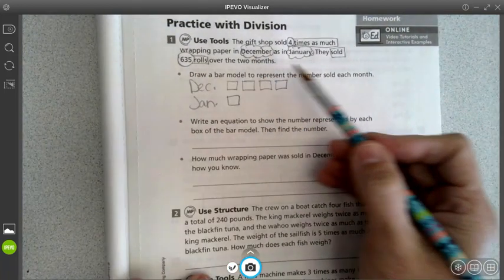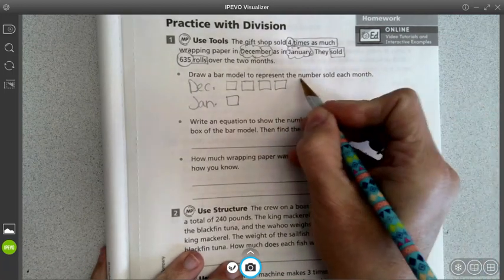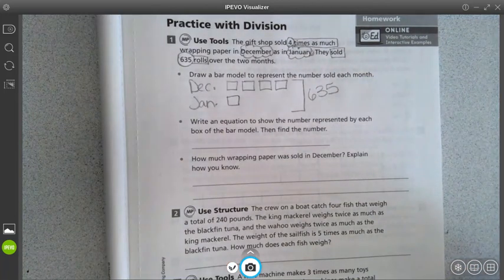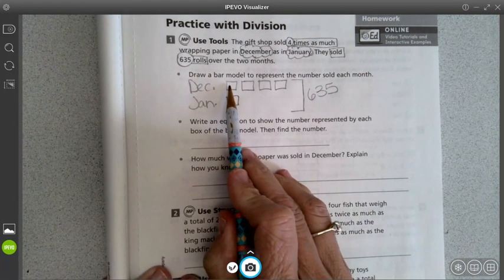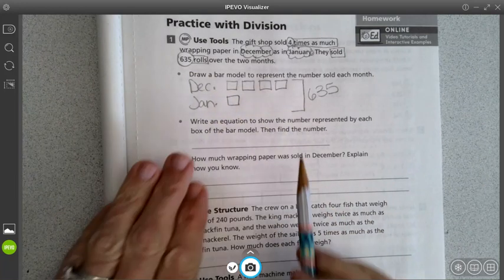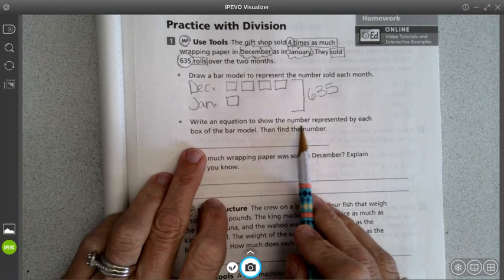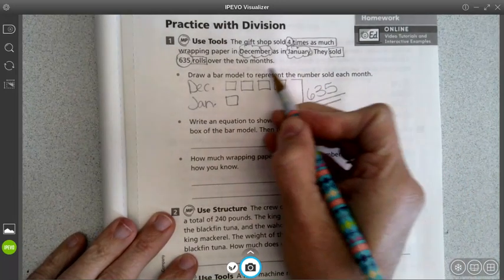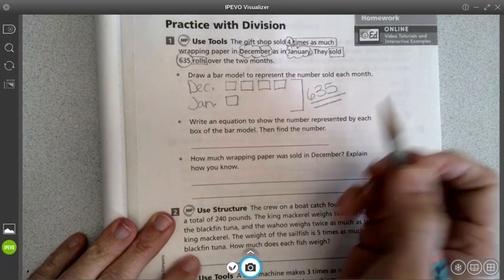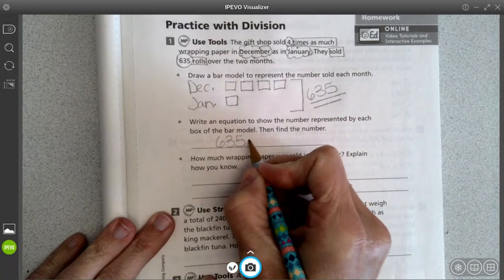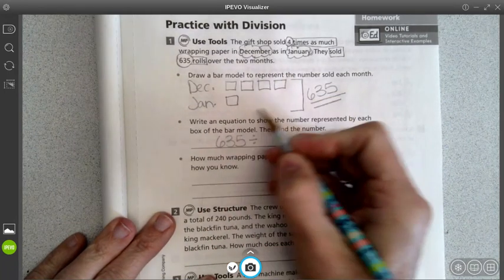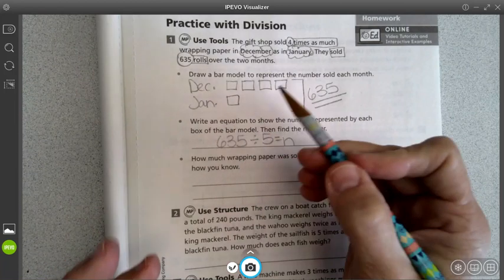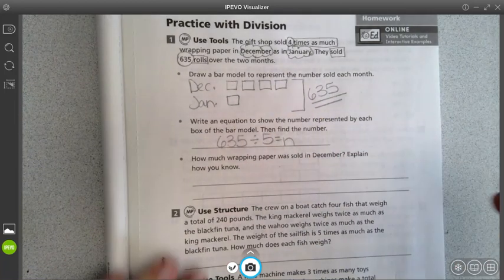So now we can look at all of the wrapping paper that they sold. All of the wrapping paper, that was 635 rolls. So there our model is representing 4 times as much in December as January. So an equation to show the number represented by each box of the bar model. Here's our total. How am I going to find out each box of the bar model? We had 635 rolls. We're dividing that by these 5 boxes that are in our model because I don't want to exclude January. I still have to include January in that total.